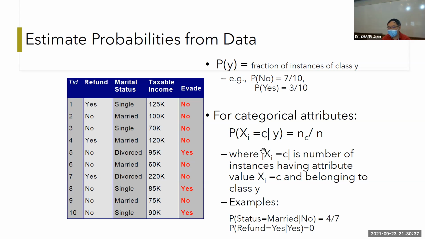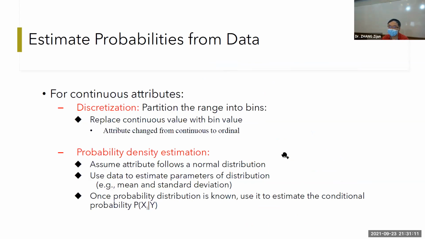The absolute value of xi equal to c is the number of instances having attribute value xi equal to c and belonging to class y. For example, P of marital status equal to married, conditioned on no: you look at y equal to no, 7 records, then further check the marital status married, which is 4. So it's 4/7. The same for refund equal to yes and y equal to yes, which is 0/3, so it's 0. You check the number of combinations.